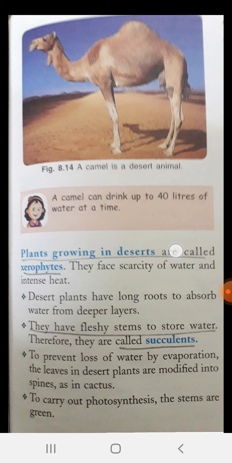So basically, desert plants have long roots to absorb water from the deeper layers of soil. Secondly, they have a fleshy stem, and that stem performs the function of photosynthesis. To prevent the loss of water, their leaves are modified into spines. And as I told you, the process of photosynthesis is carried out with the help of the fleshy stem. So these are the features of desert plants and animals, and that is how they are well adapted to live and grow in the desert.